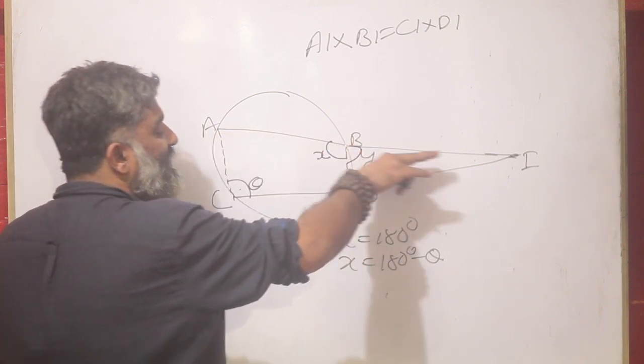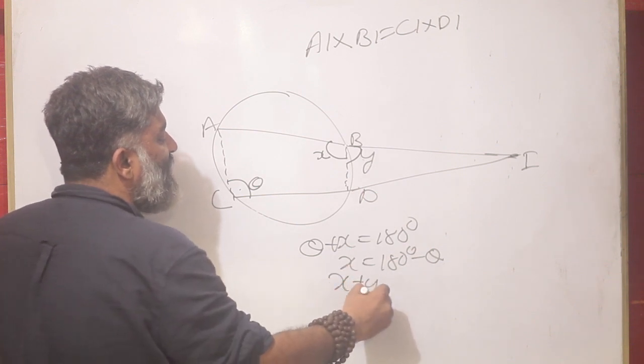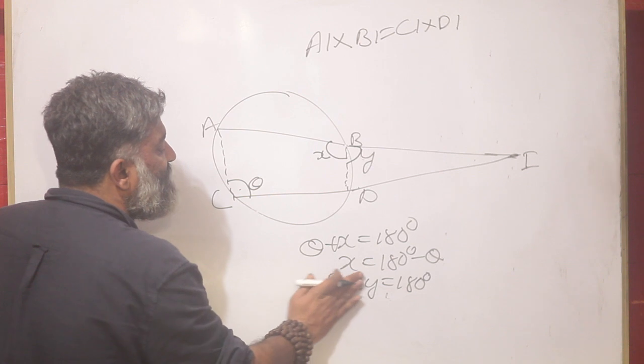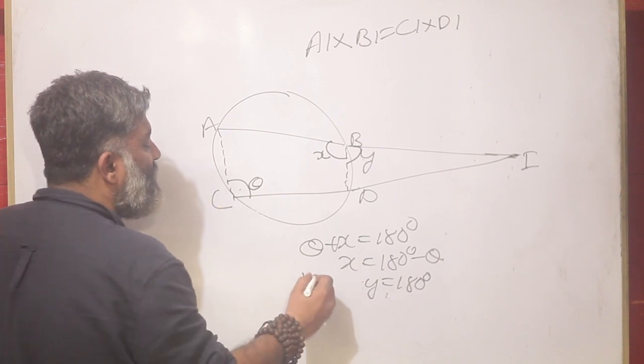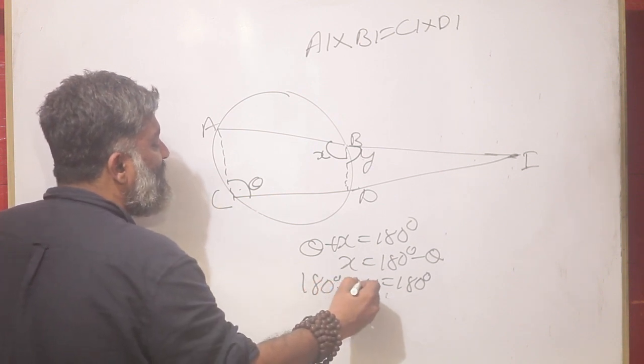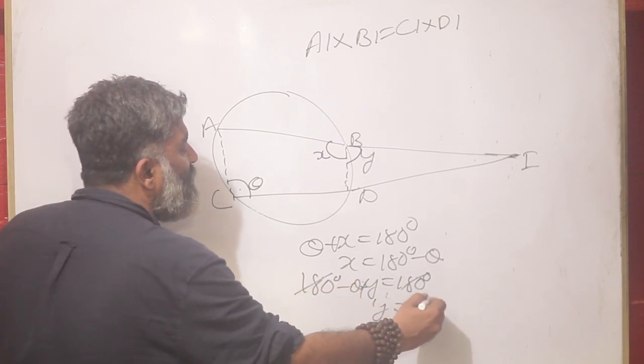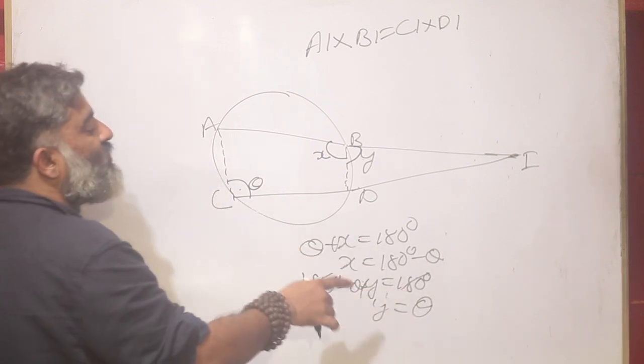Why? Because it's a straight line. So x plus y is equal to 180 degrees. What is x? X is 180 minus theta. So I'll put a 180 minus theta here. The 180 will get cancelled and y will be equal to theta. Please work this process out for yourself.